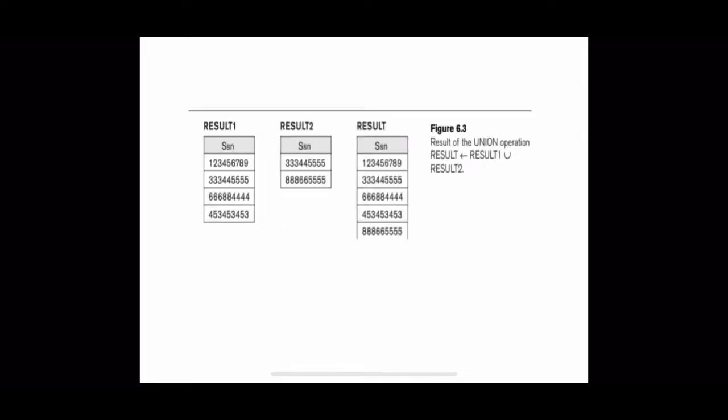So here is an example for this union operation. We have result 1 with 4 different SSN numbers and result 2 with 2 different SSN numbers. And when we perform this union operation, we will get 5 different tuples because one entry is in both R and S. So duplicates will be eliminated and we will get a result relation with 5 different entries.